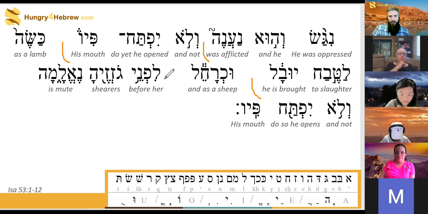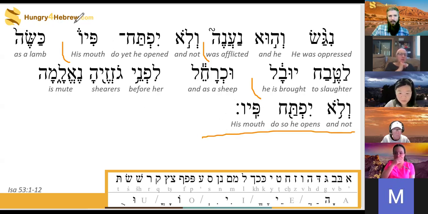Uchrachel. There's another little pause right there. Lifnei gozeha ne'elam. I said that wrong. That's all right. Velo yiftach piv. So we've got this velo yiftach piv 2 times.